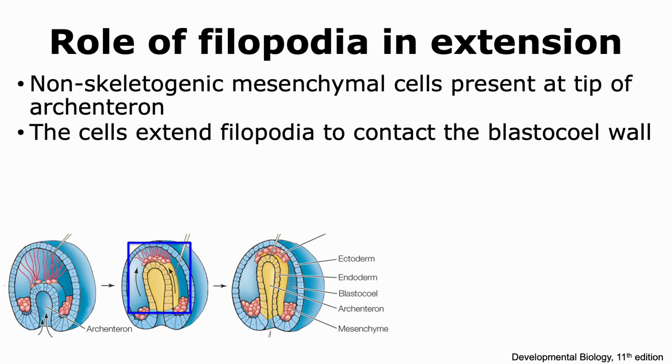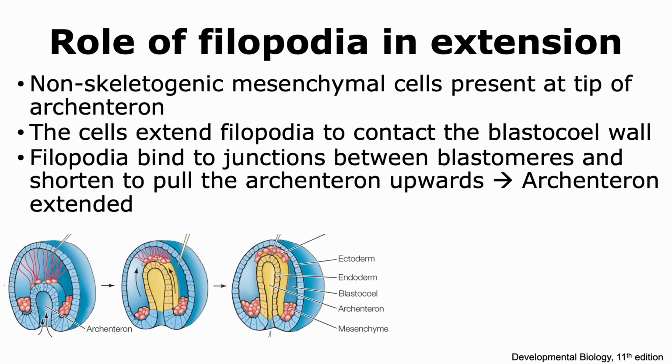Now what happens is the cells that extend the filopodia will actually start contracting. The filopodia bind to junctions between the blastomeres and they shorten to pull the archenteron upwards. And that is what is shown in the figure in the blue box, where we can see that the length of the filopodia has become shorter and shorter, and in the process it is pulling the archenteron more and more upwards, and this causes the extension of the archenteron.